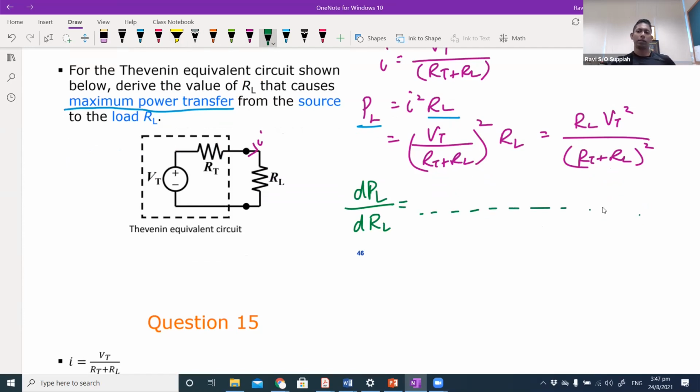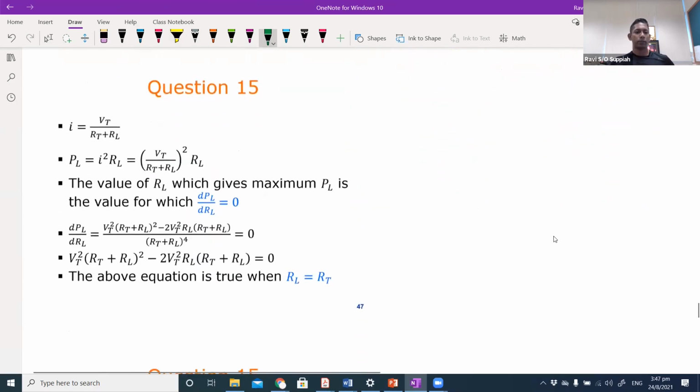But if you have done differentiation before, you know how to apply the product rule and quotient rule and all these things. So all the steps are actually shown here. And if you look at this, the important thing to understand from this, don't be too worried about the maths, the takeaway from this is the maximum power will be delivered to the load when RL equals RT. When RL equals RT.